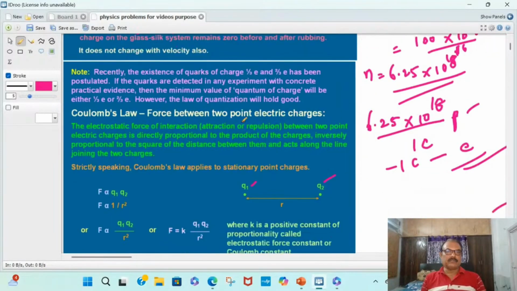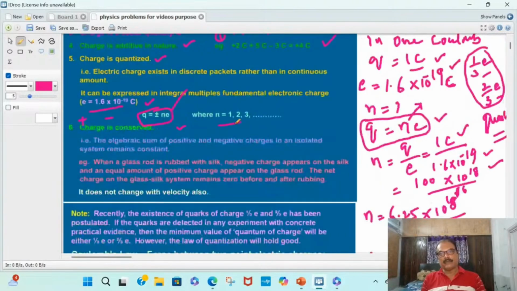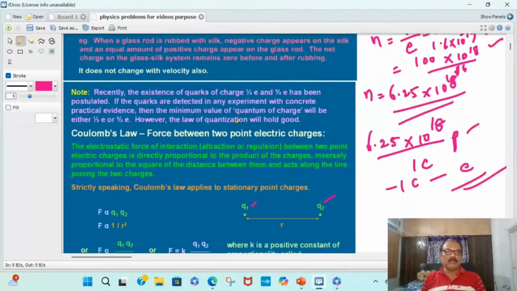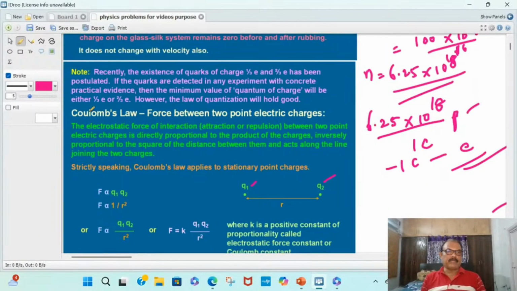So next question is, what is the next concept? If anyone has a doubt, I am online, you can just subscribe and send your messages or doubts. Coulomb's law. The next concept is Coulomb's law.